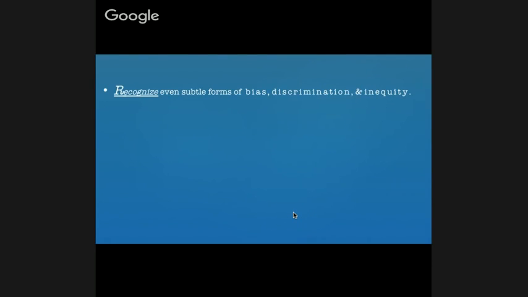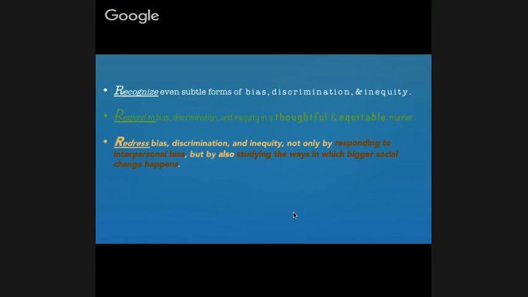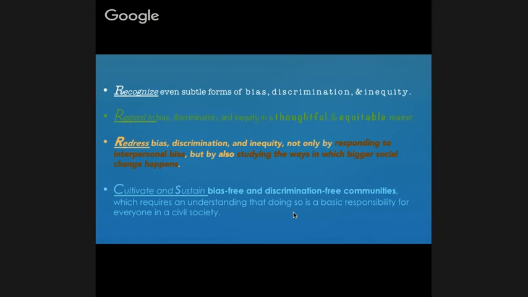So in equity literacy, oops, I clicked a little early. In equity literacy, Paul and Katie remind us that we need to recognize even subtle forms of bias, discrimination, and inequity. We need to respond to all of those things in thoughtful and equitable ways. We need to redress these biases, discrimination, and inequities, not only by responding to our interpersonal bias, but also by studying the ways in which bigger social change happens. So what else is happening in that world? Us and others and the interplay. And then we also need to cultivate and sustain bias-free and discrimination-free communities.